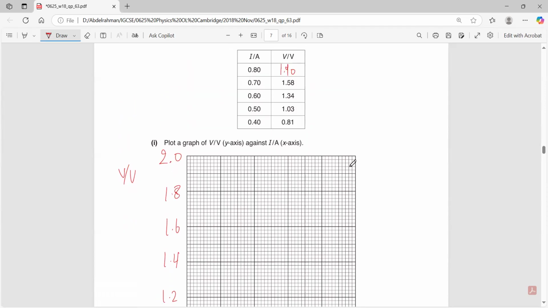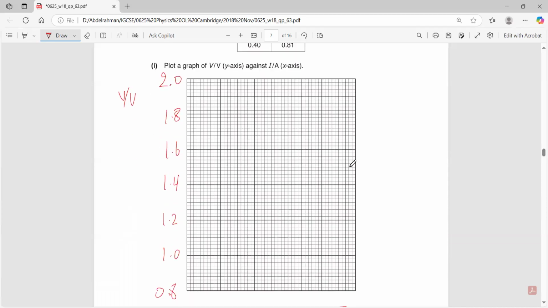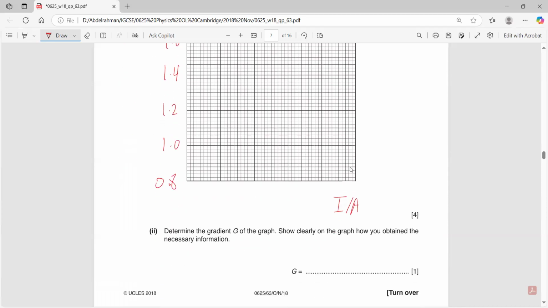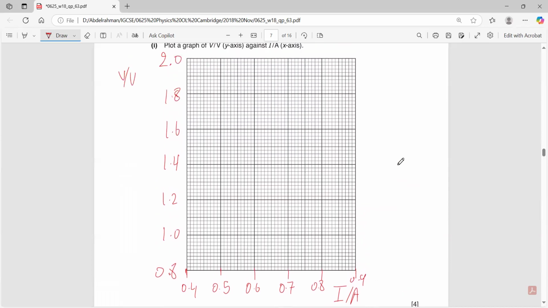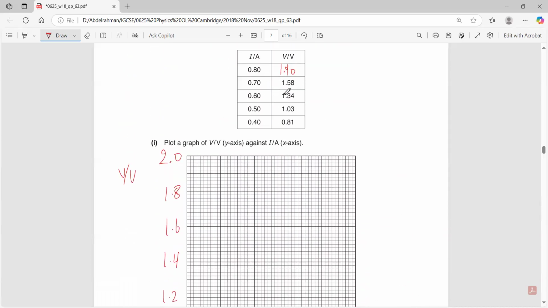What about the x-axis? For the x-axis, you can start with 0.4, 0.5, 0.6, 0.7, and 0.8. If you want, you can start with 0.3 and end up with 0.8. Can I plot the points? Yes, I can plot the points.